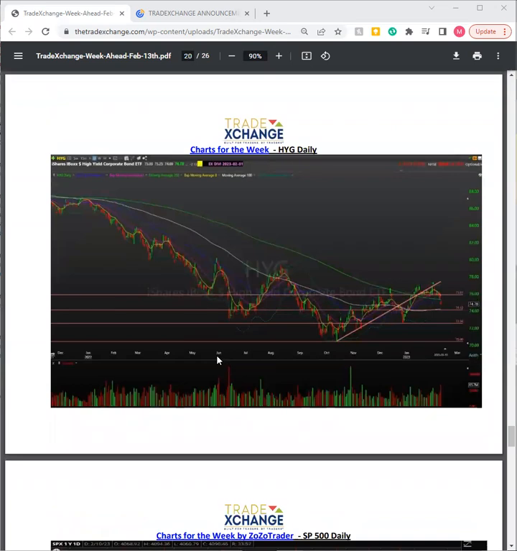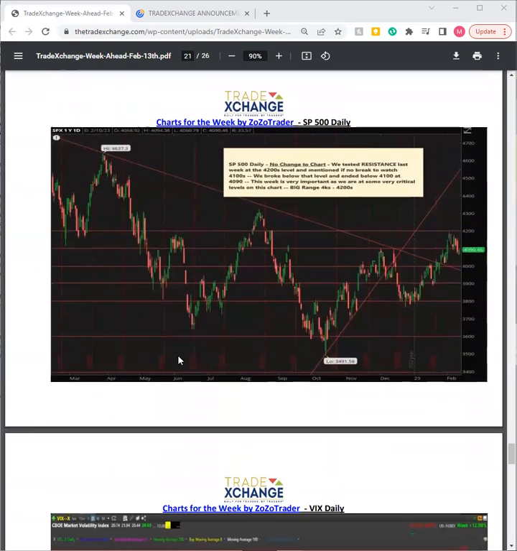HYG on a daily with the moving averages and trends. S&P 500, no changes to the chart. We needed a resistance. Correction. We tested that resistance level at 4,200s. Mentioned if we do not break above it to watch 4,100 test. What did we see? A test of 4,100. The key thing here, though, is that we closed below that level.